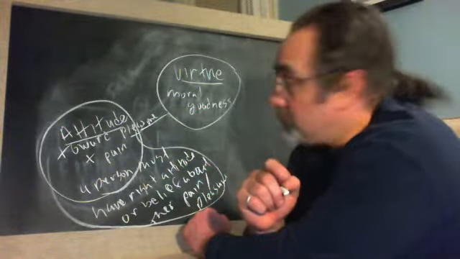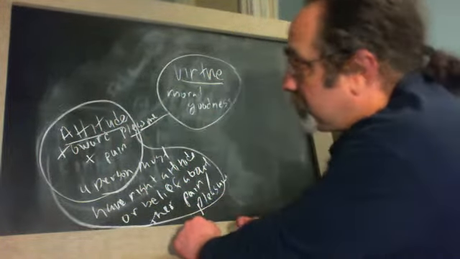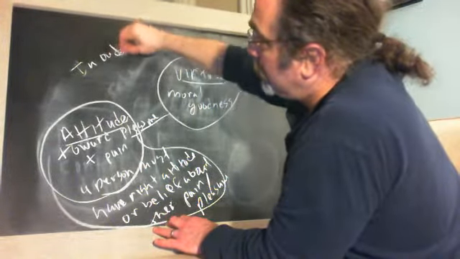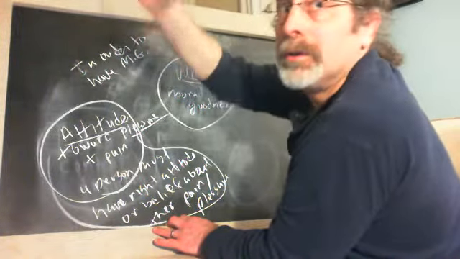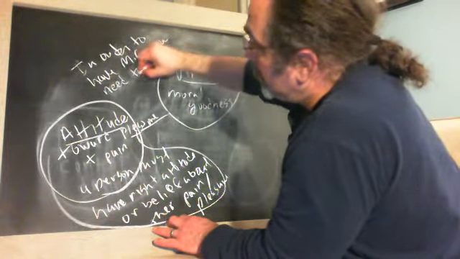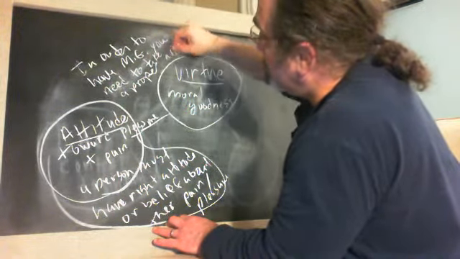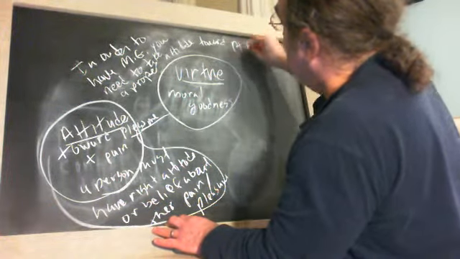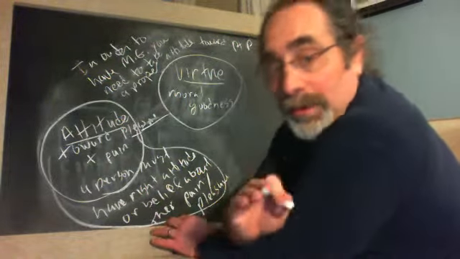Now what's the relationship between the 2 of them? Virtue is moral goodness, attitude toward pain. What's the relationship between the 2 of them? Well, in order to have moral goodness, you need to take a proper attitude toward pleasure and pain. That's the relationship between there. I could go on. But the point is this.